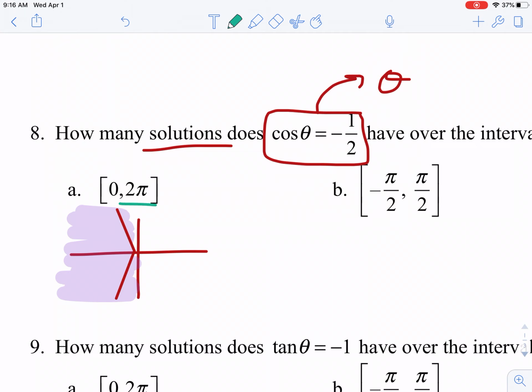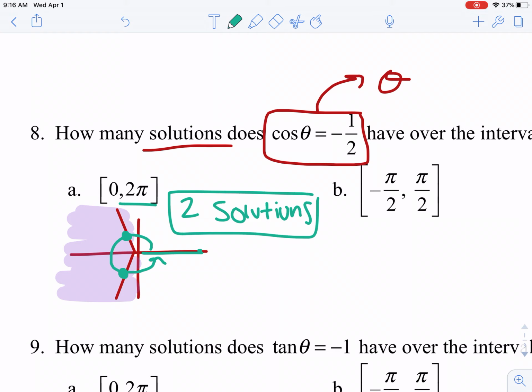So this first interval is just from 0 to 2 pi. So I can actually easily travel that or draw that into my graph. From 0 to 2 pi, I would travel this way. And so I see that both this angle and this angle are within 0 and 2 pi. So that is two solutions in our interval.